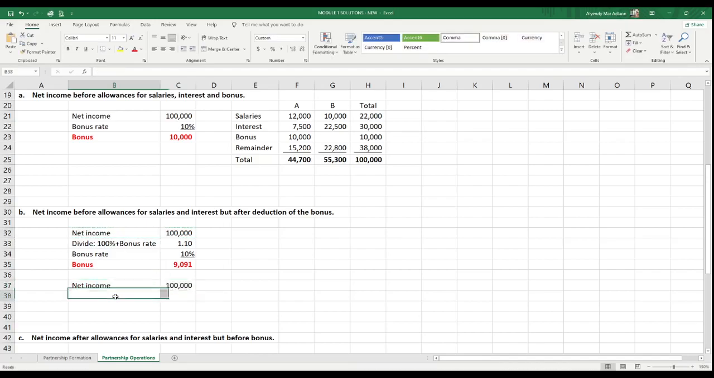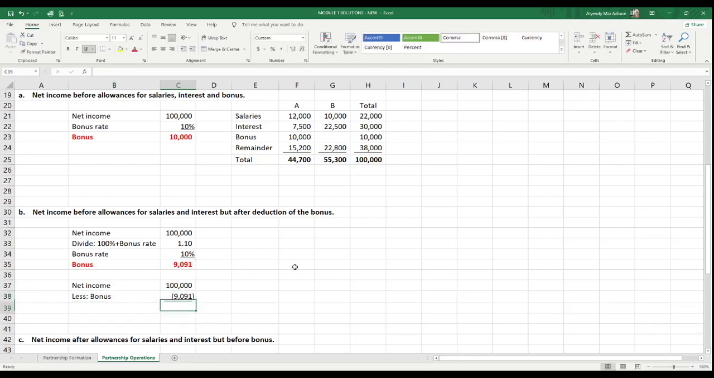Okay, so here's the net income. When you say after bonus, that is net income less bonus. The bonus as we have computed is 9,091. If you deduct that, you will get the net income after bonus. So how much is that? 100,000 minus 9,091, so that is 90,909.